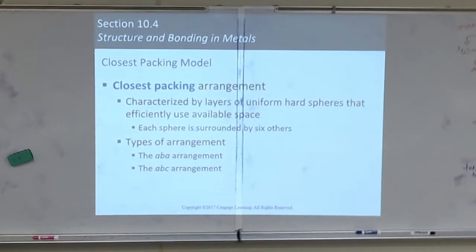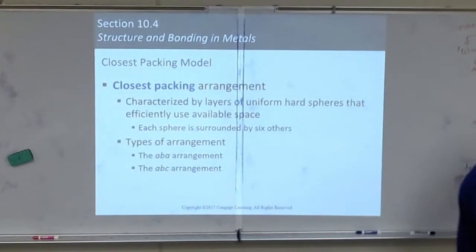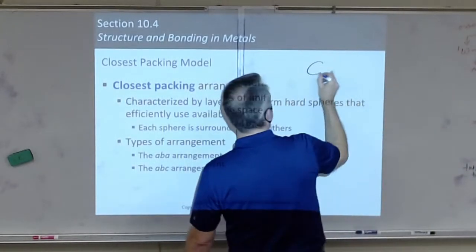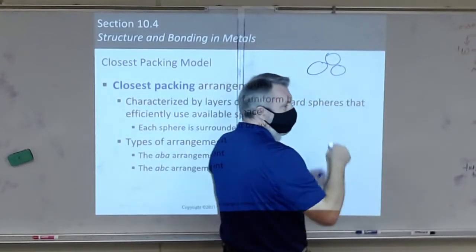All right, so closest packing arrangement, characterized by layers of uniform hard spheres that efficiently use space. So imagine you've got a bunch of small marbles and you just stack them together as best you can. You keep gently shaking it until they settle as close as they can get. So that's closest packing. I don't really want to dig into ABA and ABC. It's not really that important. You just need to know, are they next to each other? Minimize the use of space.